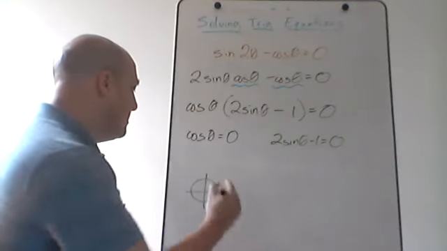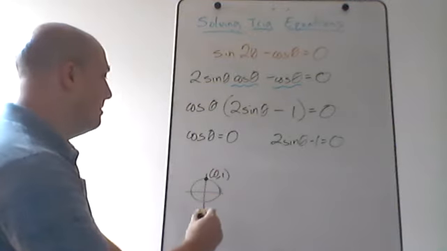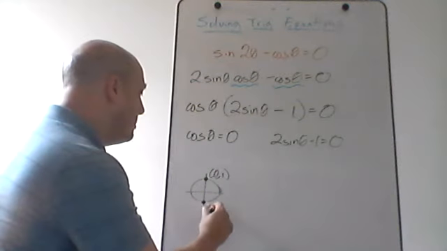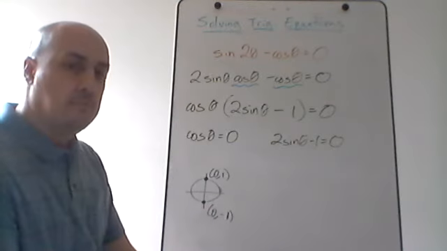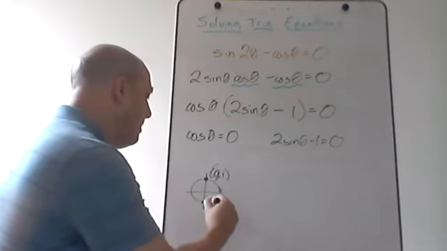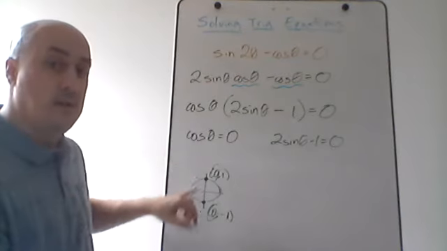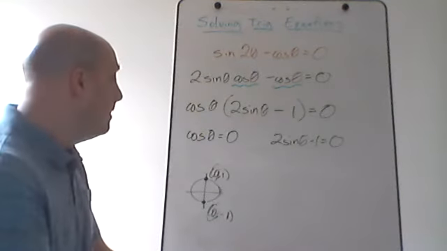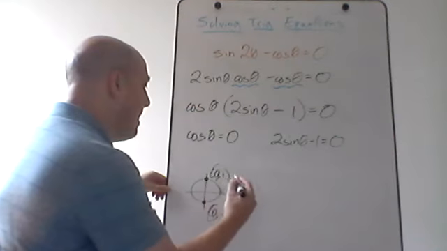All right, well, where does x equal 0? Well, x equals 0 up here, right? That's the terminal point 0, 1. And x equals 0 down here. That's the terminal point 0, negative 1. All right, both of those have x equals 0. And remember, the definition of the cosine function is it gives me the x coordinate of the terminal point on the unit circle.